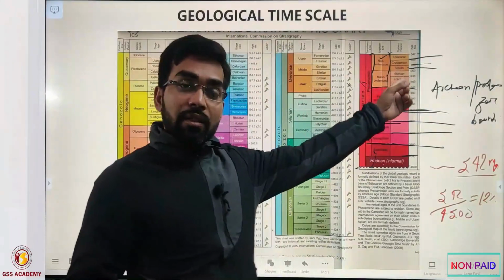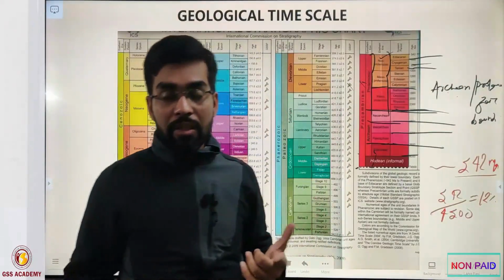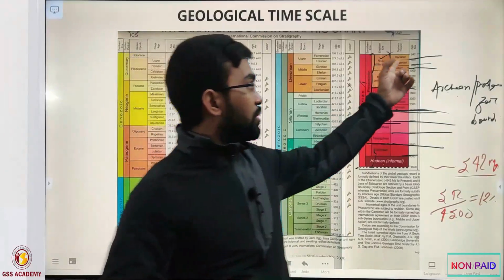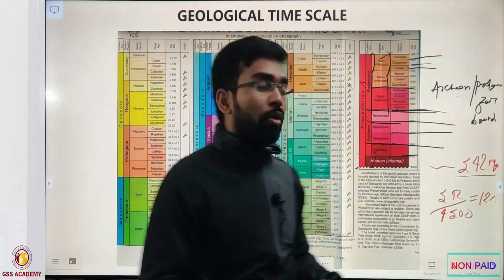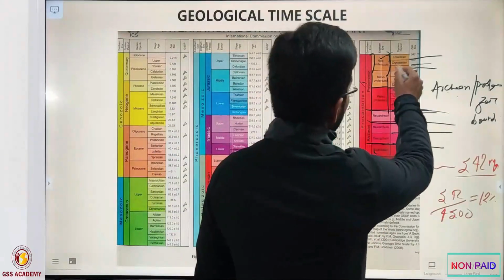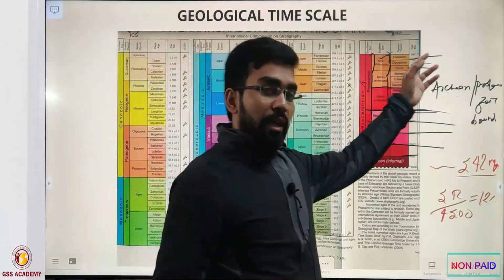The Ediacaran has special significance because it marks the boundary. Ediacaran fossils are very important in the geological history because they mark the boundary between Precambrian and Cambrian. So these stages, these periods are very important. So you should remember the Tonian, Cryogenian, Ediacaran.